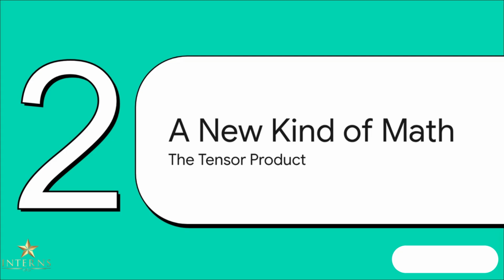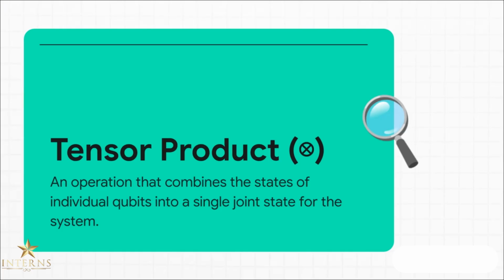And that tool, the hero of our story today, has a name: the tensor product. This is the mathematical operation that lets us speak the language of multiple qubits. It's the whole key. So what in the world is this thing? Well, the tensor product, you see it as that little circle with a cross in it, is our way of combining the individual worlds of each qubit.